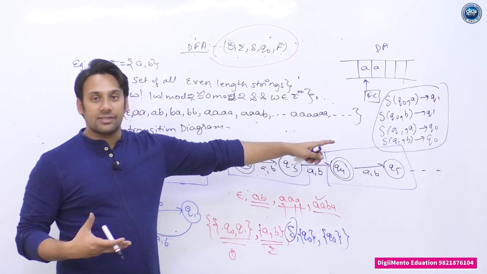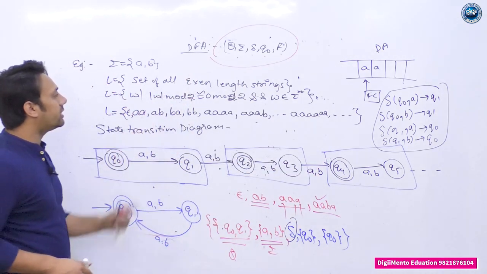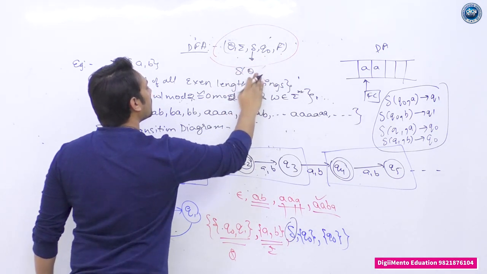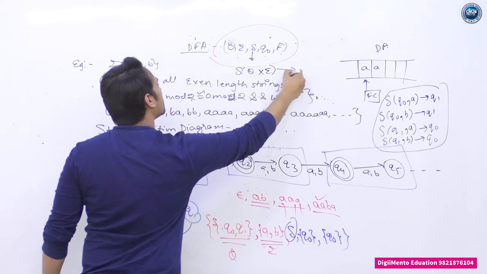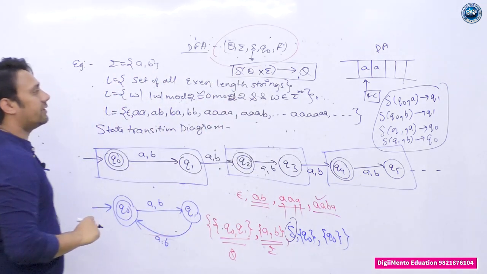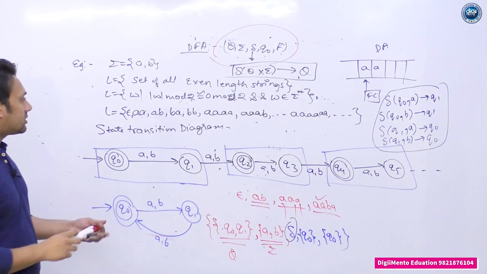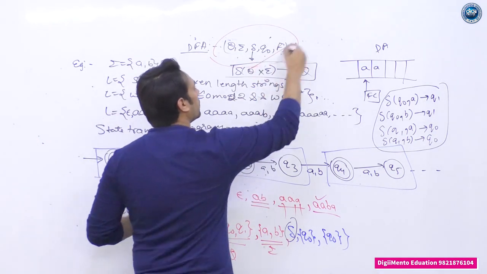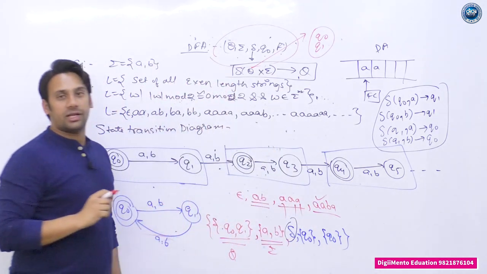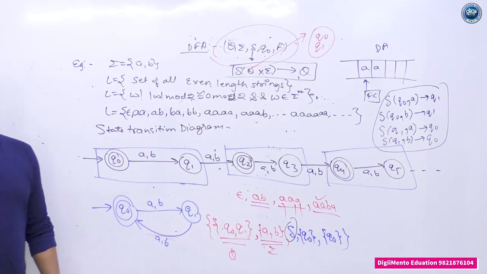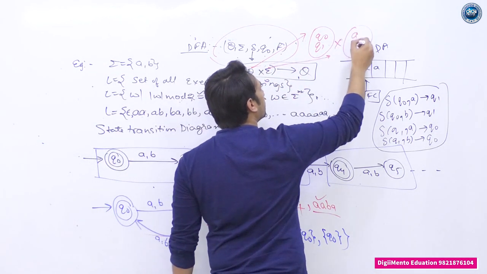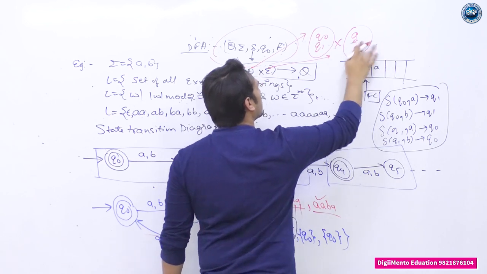So if I say what exactly delta is, delta is a mapping. I told you that in a DFA, delta is Q cross sigma takes us to Q. This is a mapping. This is the definition of delta. If you look carefully here, what is Q? Q is Q naught and Q1. Q represents the states. And what is this sigma? Sigma represents A comma B.